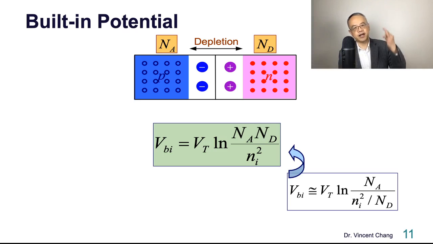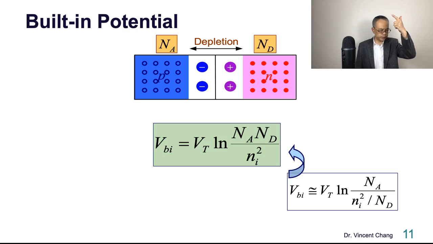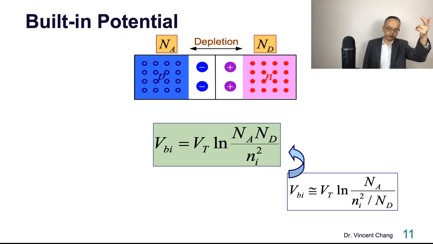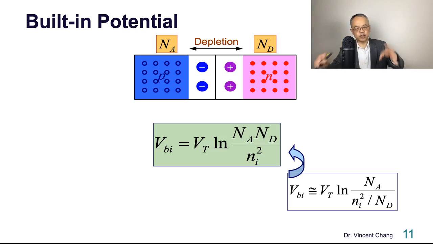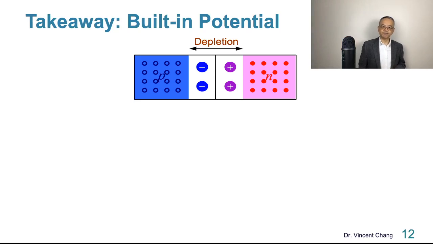It is based on three things: thermal voltage, impurity atom concentration, acceptor and donor concentration, and intrinsic carrier concentration. So basically it depends on the material, because the material decides the intrinsic carrier concentration, the temperature, and the dopant concentration.